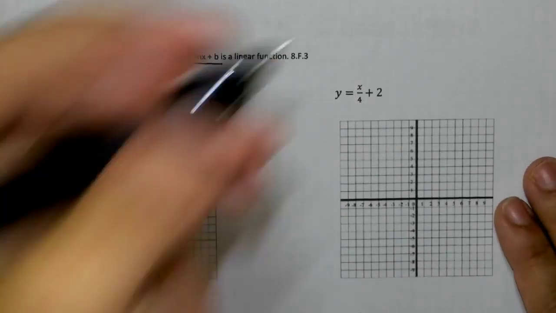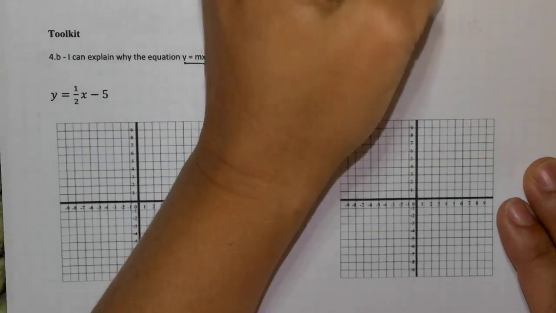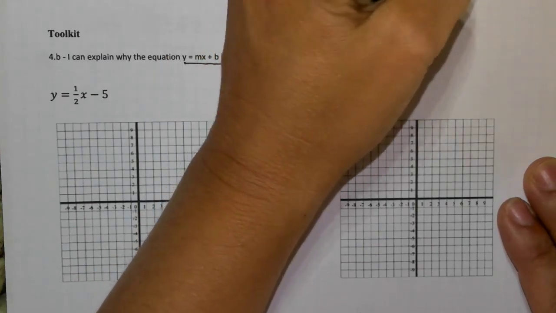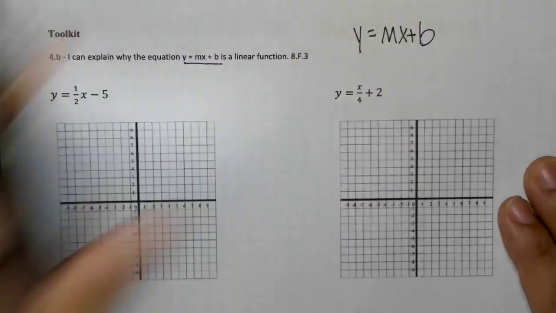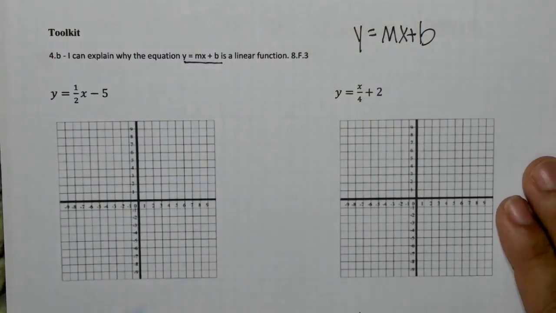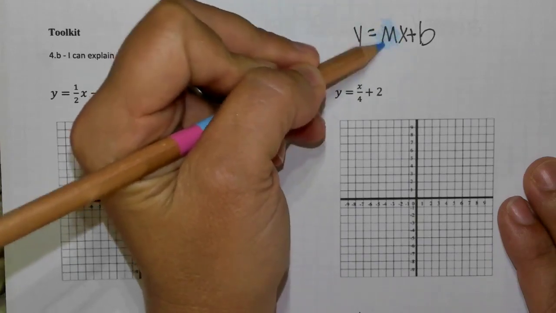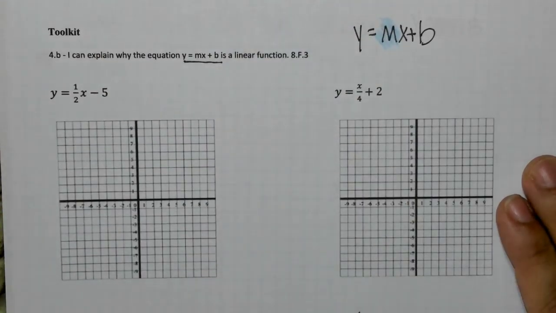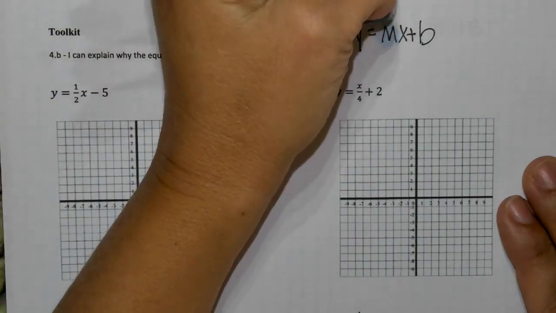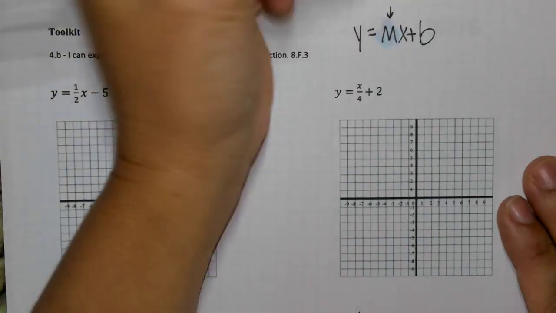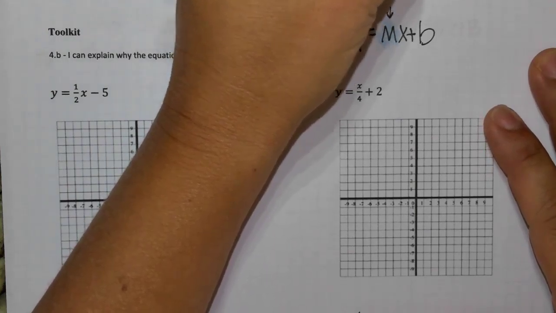So first we're going to write it here at the top, y equals mx plus b. And I'm going to use the same colors that I always use. I'm going to color this blue, and we should know by now that the blue color is always standing for rate of change. So this has to do with our rate of change.